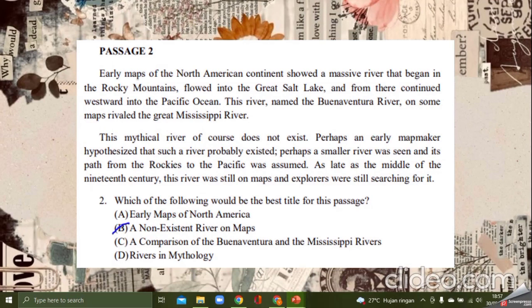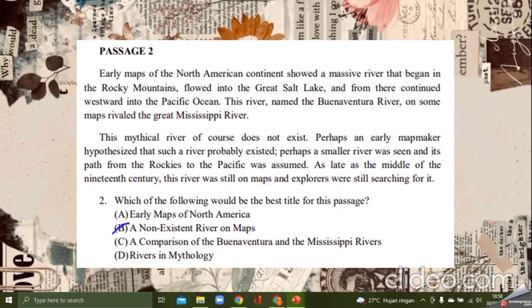Passage 2. Early maps of the North American continent showed a massive river that began in the Rocky Mountains, flowed into the Great Salt Lake, and from there continued westward into the Pacific Ocean. This river, named the Buenaventura River, also rivaled the Great Mississippi River. This mythical river, of course, does not exist.